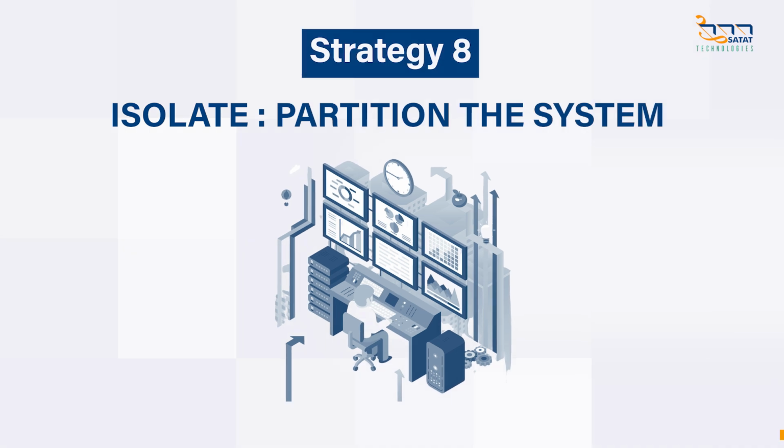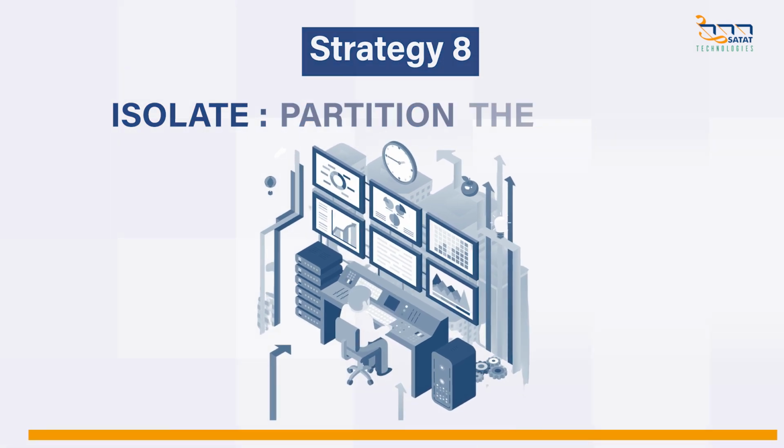Strategy 8: isolate, partition the system. Isolate the system from external dependencies, that is, services consumed, using the circuit breaker and other techniques to prevent propagation of problems like degradation in service from crossing over and negatively impacting the SaaS platform.